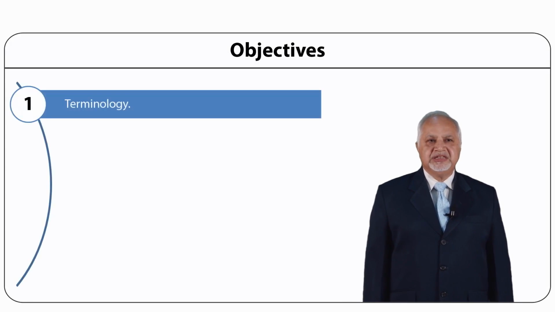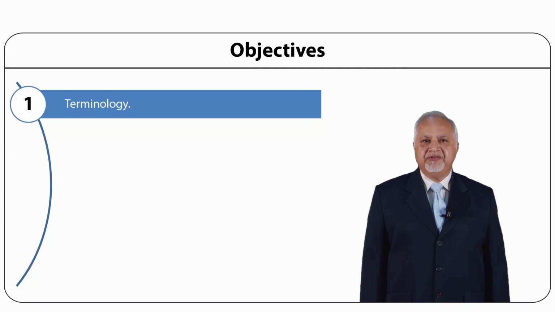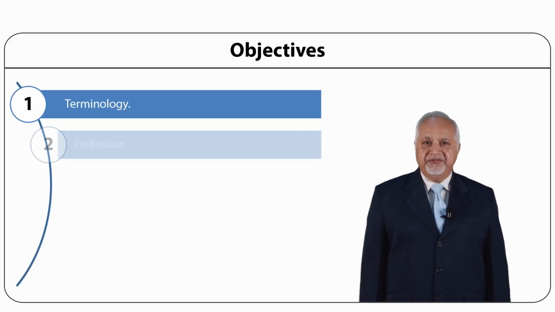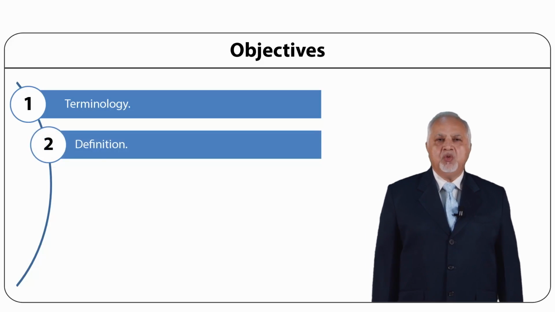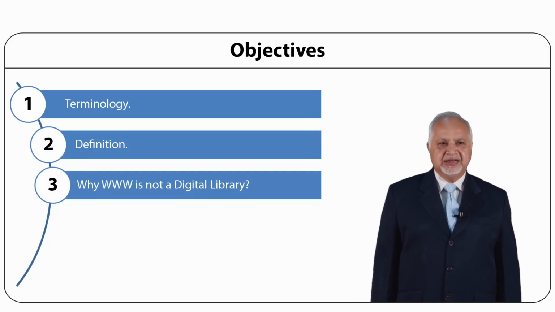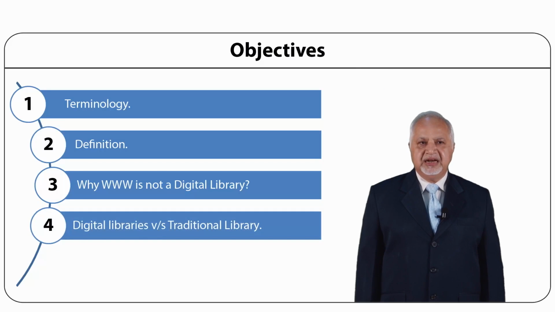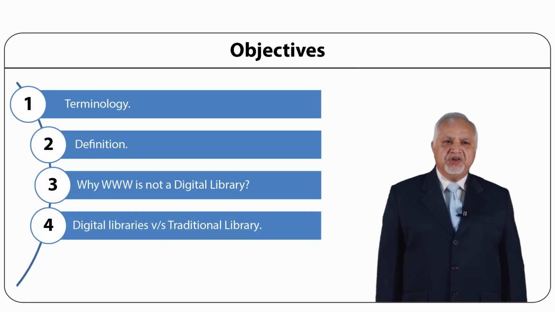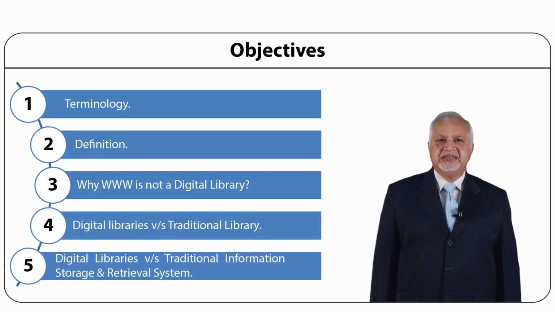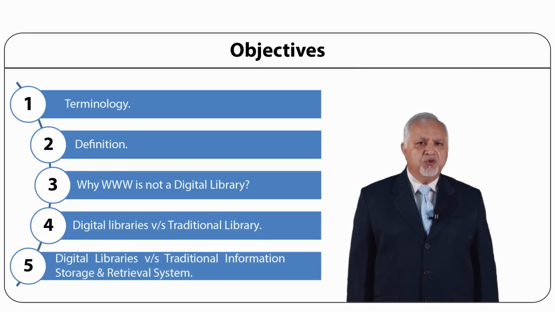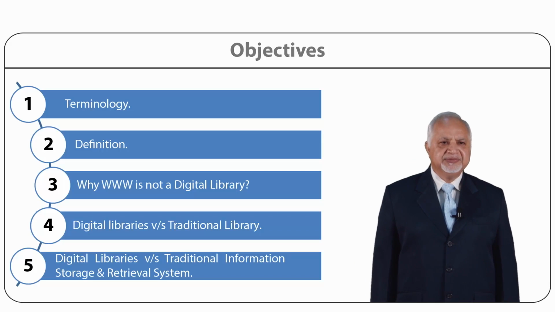The first is technologies that have been used over a period of time to denote the concept of Digital Library. Important definitions of the term Digital Library. Why World Wide Web is not a digital library. Major distinction between digital library and traditional library. We'll be talking about distinguishing features of digital libraries and traditional information storage and retrieval systems that have been in vogue for the past 30 years.